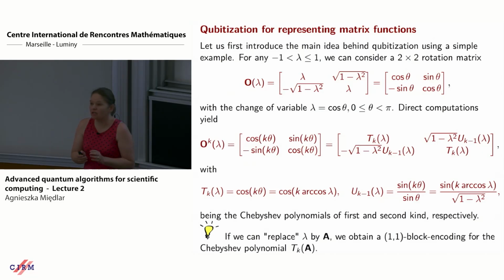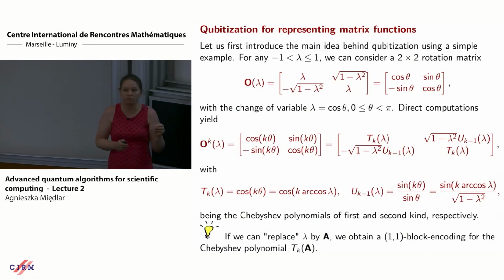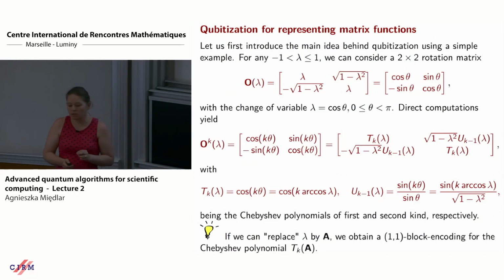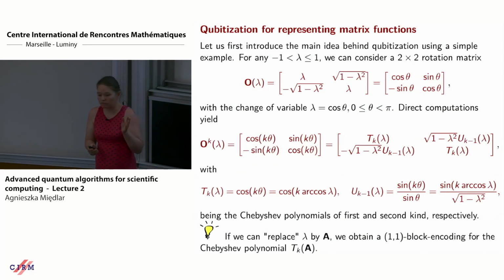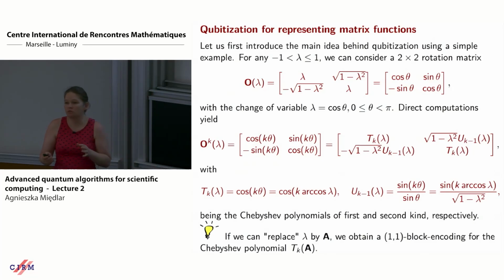Okay, so let's look at a very simple example, and step by step at what the main idea behind qubitization is and how it's realized. Let's assume that we have lambda, a parameter that is between -1 and 1. This is because of the definition of the Chebyshev polynomials, we have to have that range. And we will consider a 2x2 rotation matrix.